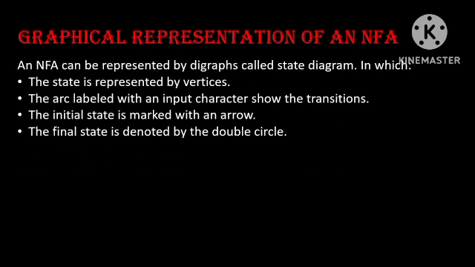An NFA can be represented by diagrams called state diagrams, in which the states are represented by vertices. The arc labeled with an input character shows the transition. The initial state is marked with an arrow, and the final state is indicated by a double circle.